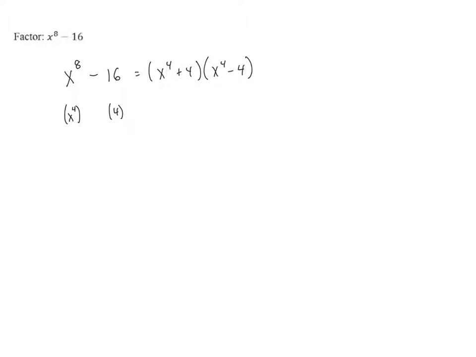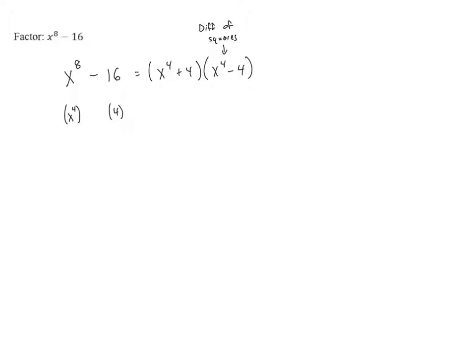But we're not finished at this point. If we look at what we have, x to the 4th plus 4 and x to the 4th minus 4, the second factor, x to the 4th minus 4, is also a difference of two squares. So that can be broken down even further. This is a difference of squares. The first factor is not a difference of squares. The first factor is actually a sum of squares because of the plus sign there.